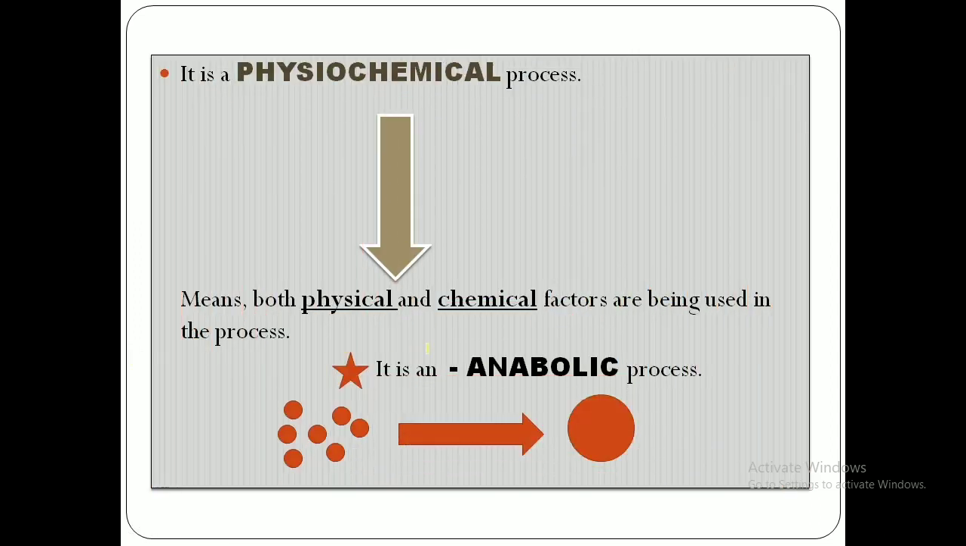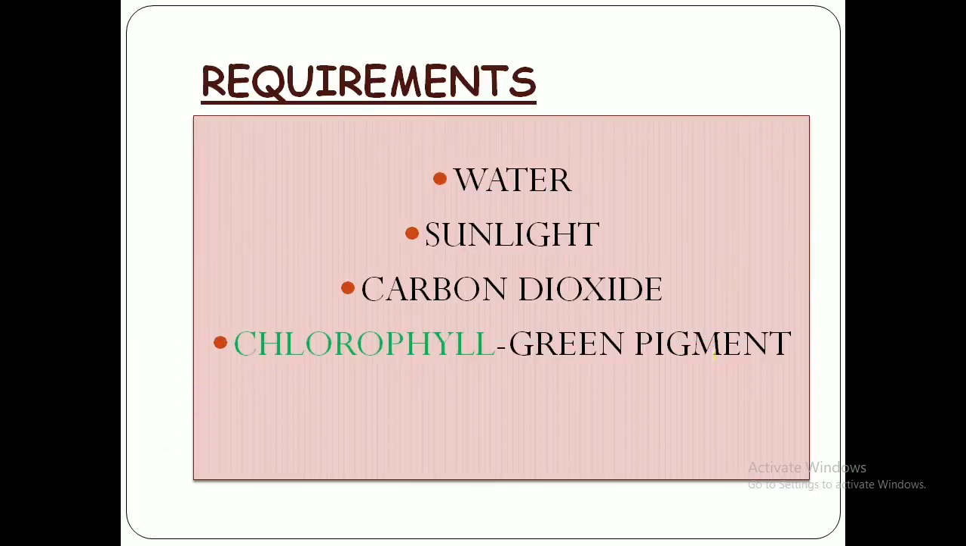Let's move forward. Now, some more information about photosynthesis: it is a physiochemical process. Physiochemical means it uses both physical and chemical factors for completing the process, and also it is an anabolic process. Why are we calling it anabolic? Because in this, small molecules are getting stuck together to form a bigger molecule, that is the sugar, which we have just studied. So the requirements for photosynthesis are water, sunlight, carbon dioxide and chlorophyll.